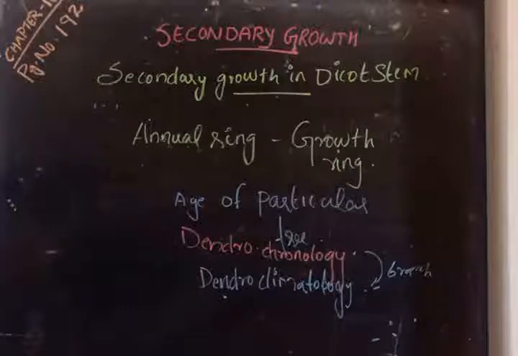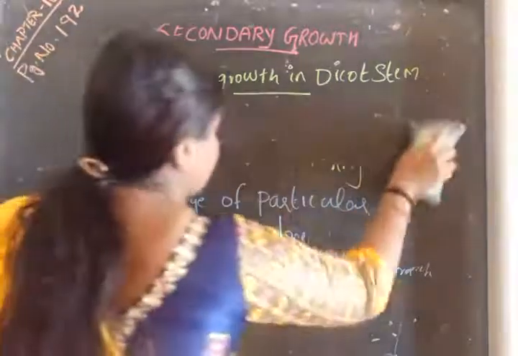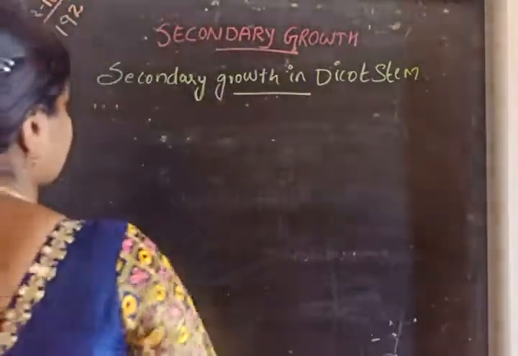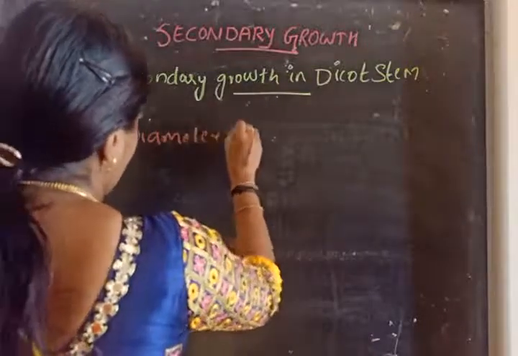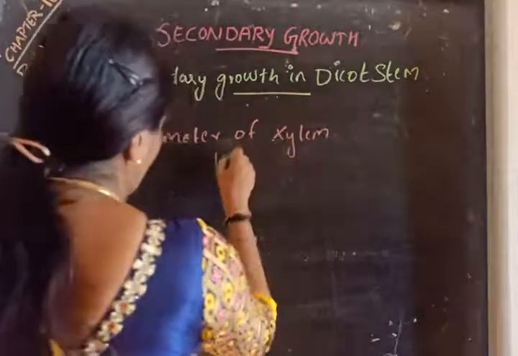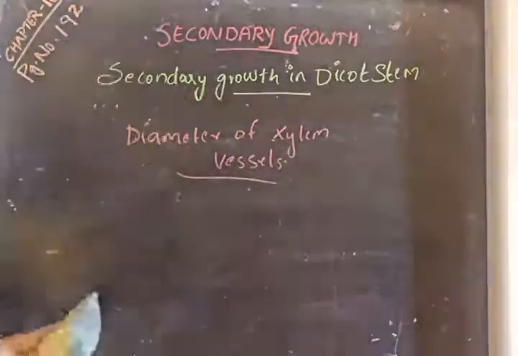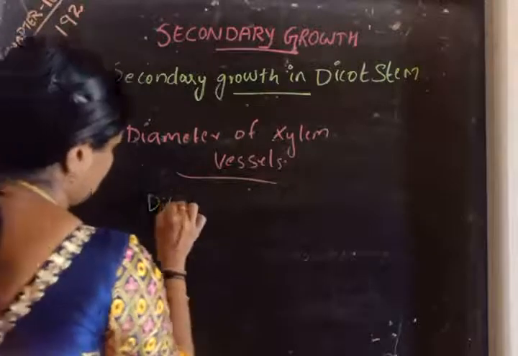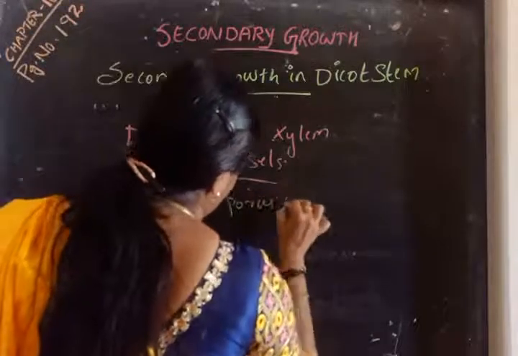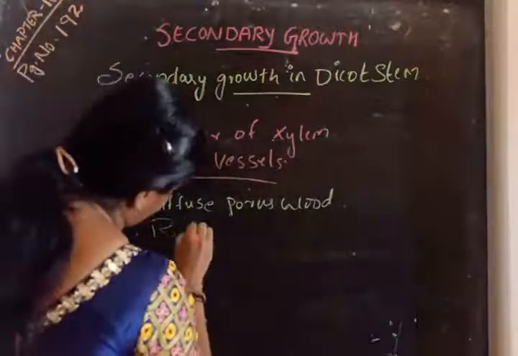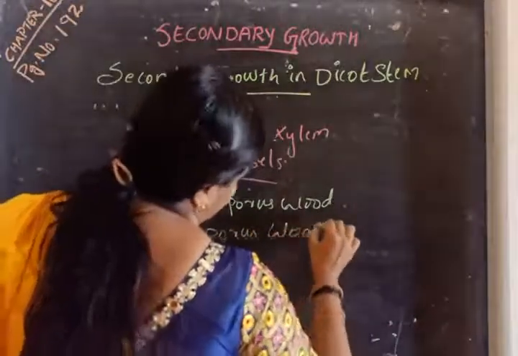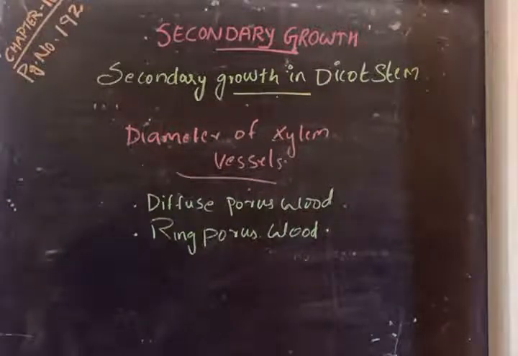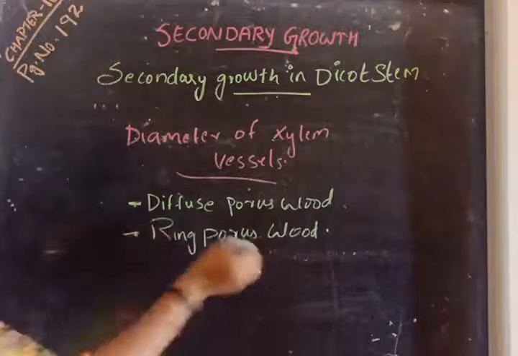Now we can discuss based on the diameter of xylem vessels. Based on the diameter of xylem vessels, angiospermic wood is of two types. First one, diffuse porous wood. Second one, ring porous wood.